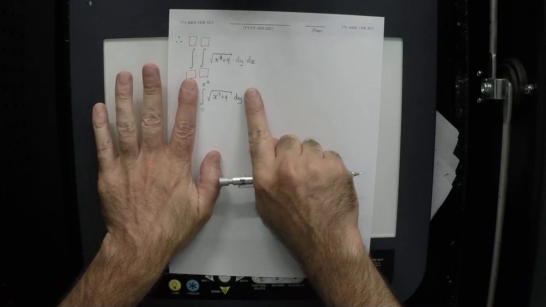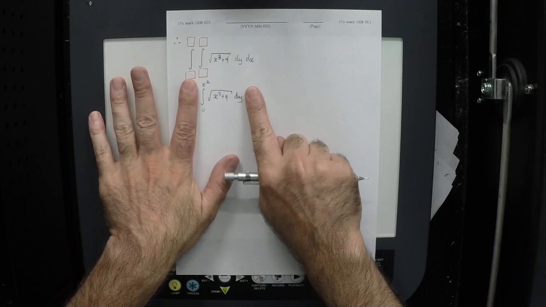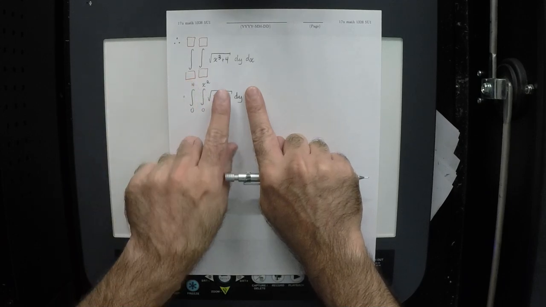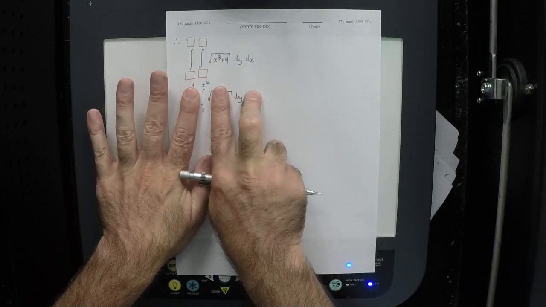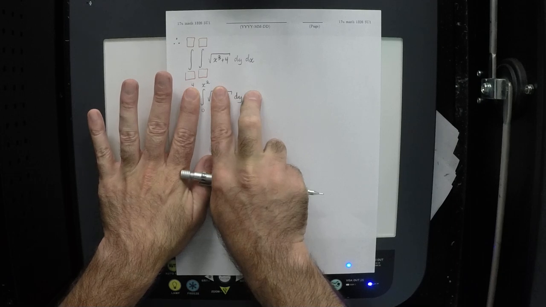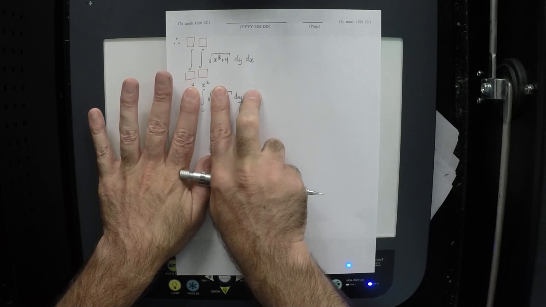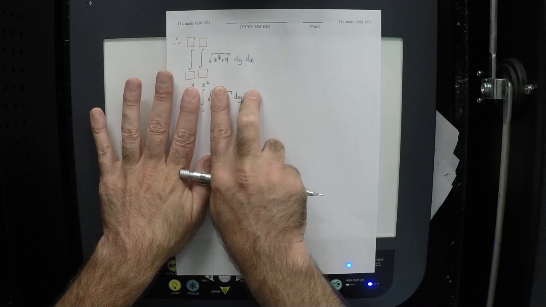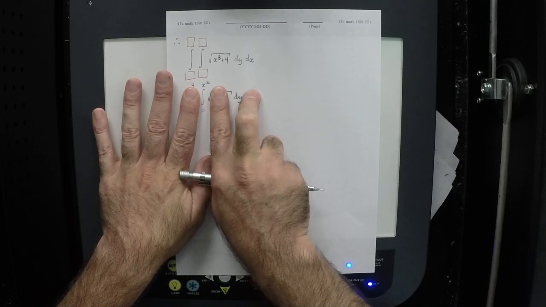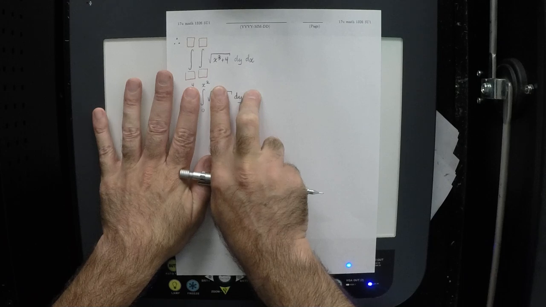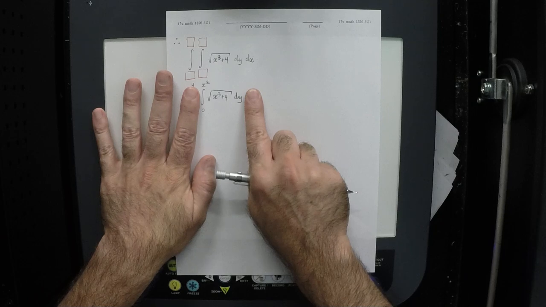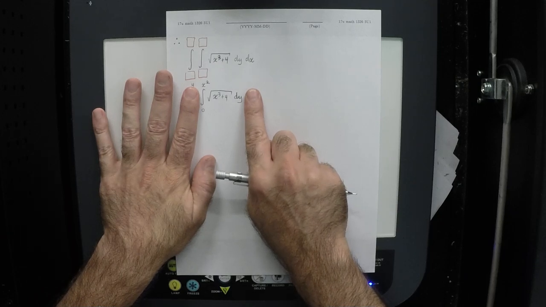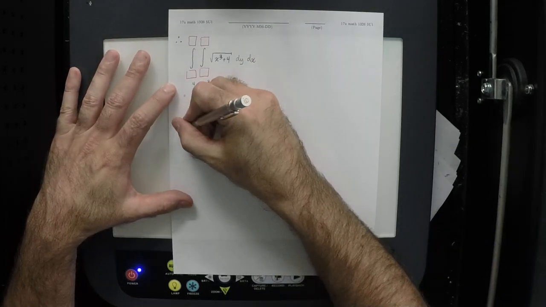Why? Because what we're doing, we're looking at this inner integral there. What if the radical thing was a 5? What's the antiderivative of 5 dy? 5y. Because 5 is a constant. What's the antiderivative of 10 dy? 10y. Because 10 is a constant. What's the antiderivative of square root of x cubed plus 4 dy? Why? Because that thing is a constant. Okay.